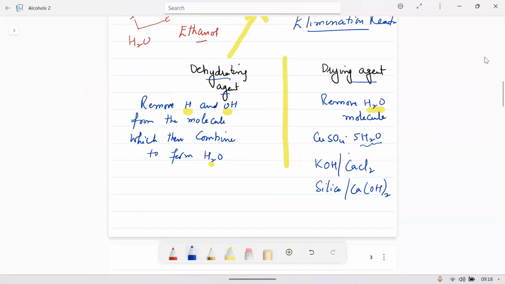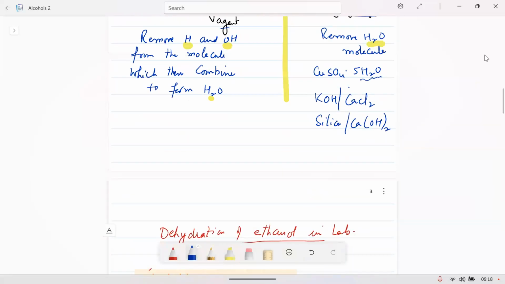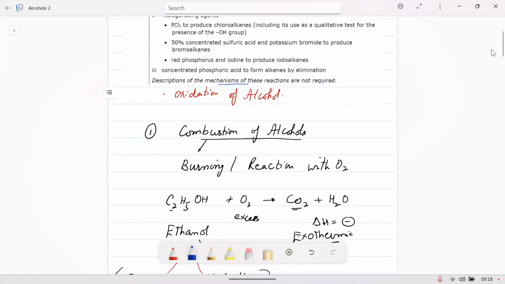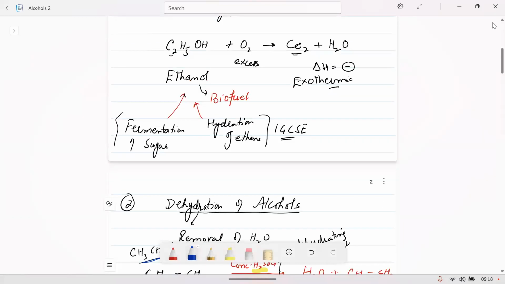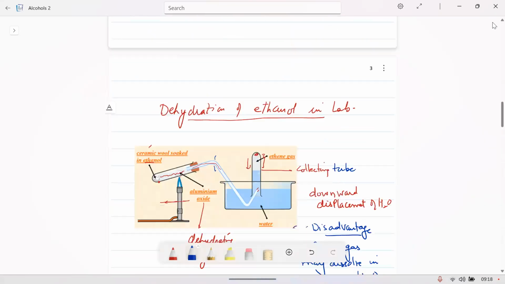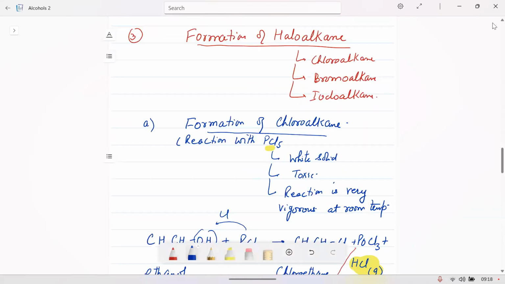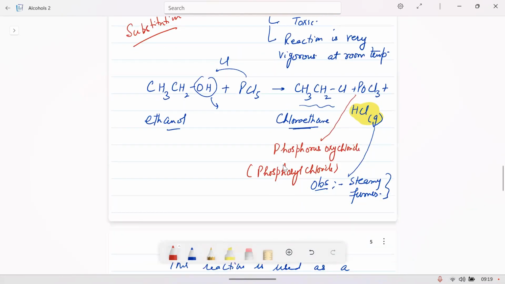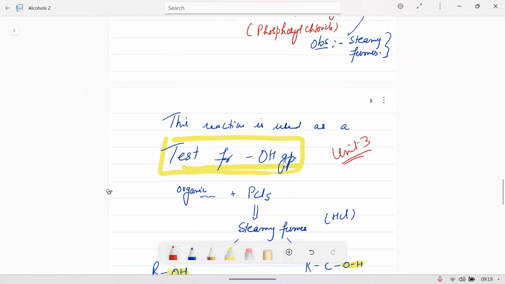While you don't need to know the mechanism. Mechanism is not required, as you can see in your specification. Description of the mechanism of these reactions are not required. But we are just understanding what type of reaction, not the mechanism. And this is your substitution reaction. Why substitution? The OH is being removed by the Cl, or substituted by the Cl.